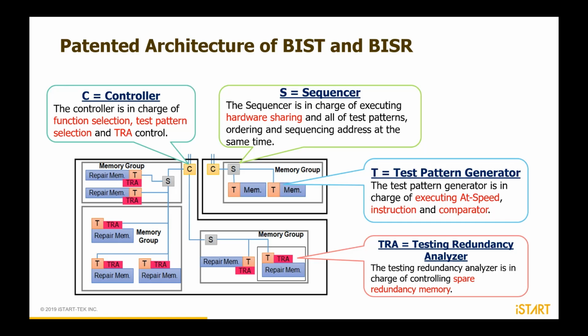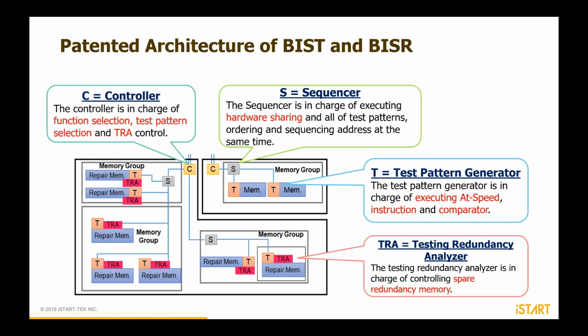This is our BIST and BISR architecture. C means the controller. The controller is in charge of function selection, test pattern, and TRA control. The sequencer is responsible for hardware sharing of the test pattern, and ordering and sequencing addressing at the same time. And T means the test pattern generator.